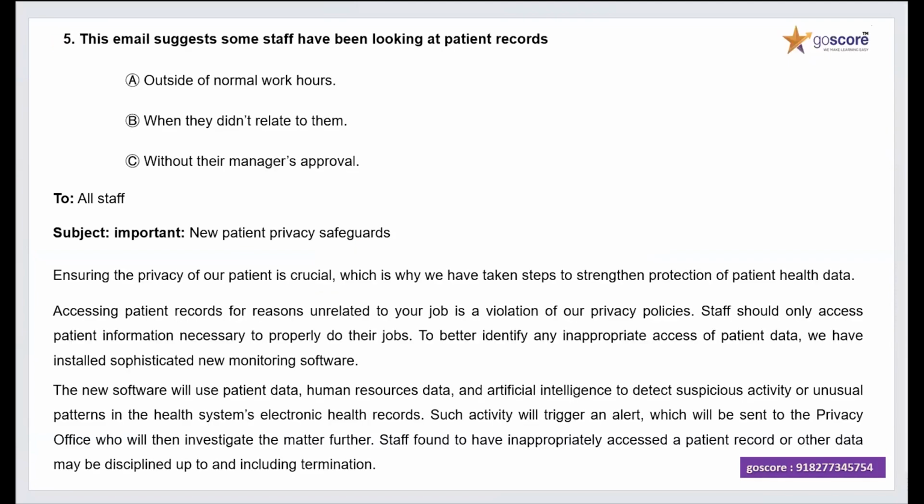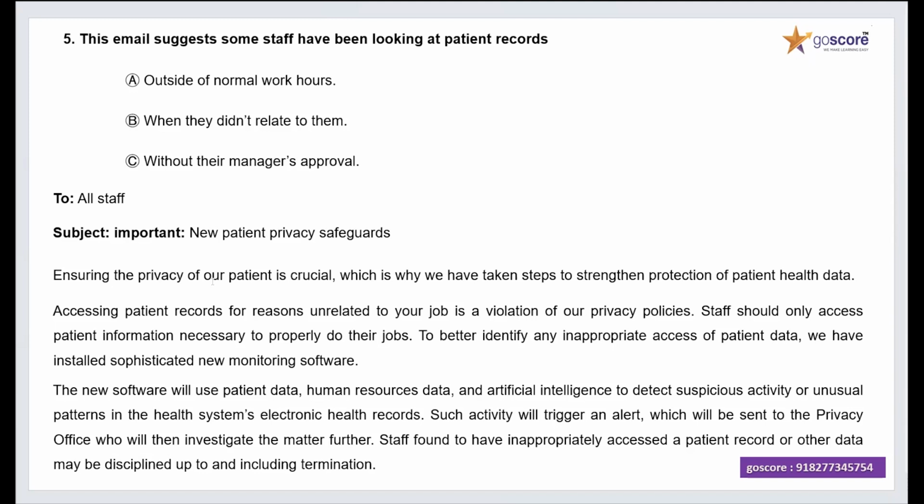This email suggests some staff have been looking at patients' records. Option A: outside of normal work hours, when they did not relate to them, without their managers' approval. So some staff have been looking at patients' records. Okay, so patient records is the problem here. Now, to all staff, subject: new patient privacy safeguards.